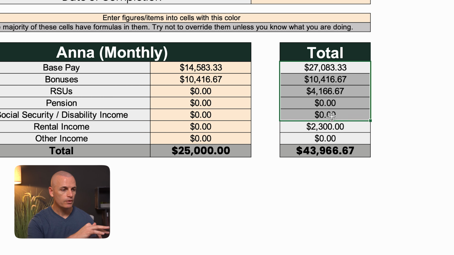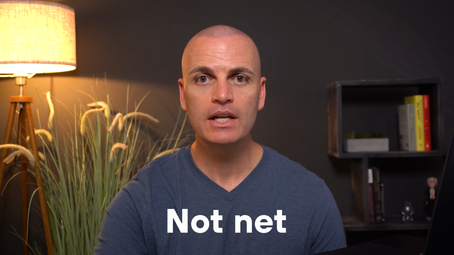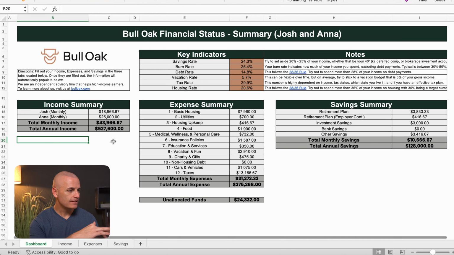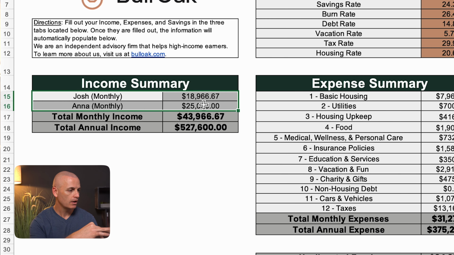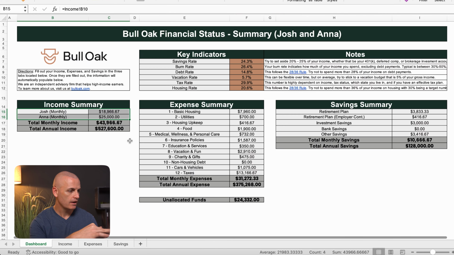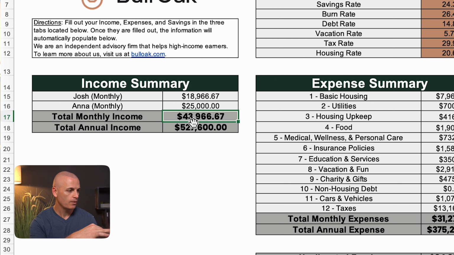So what these totals do, they bring in all these different numbers for both Josh and Anna. And the total monthly income is about $44,000 gross. Understand that all these numbers are gross numbers, not net of any taxes or any other expenses. So as you can see under the income summary, where this pulls in the number from this income tab over here, it's just going to provide a nice summary. So there's your $44,000 per month income number, and an annual number of about $527,000 per year.